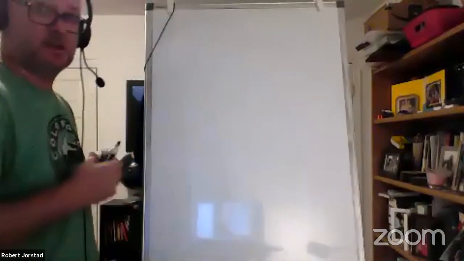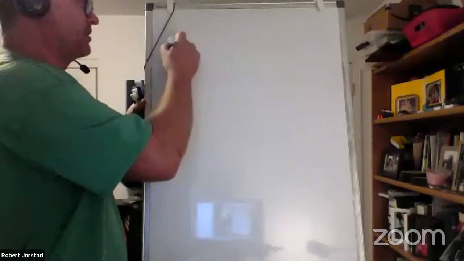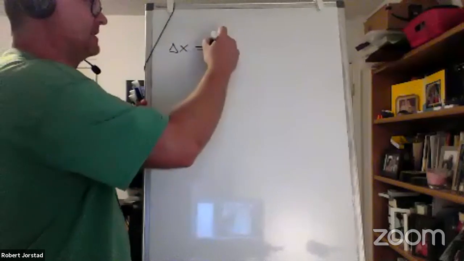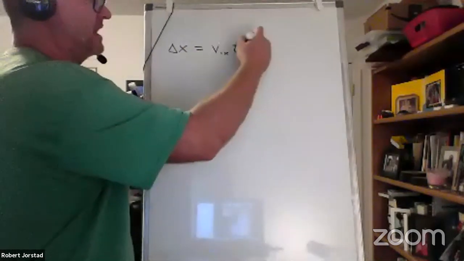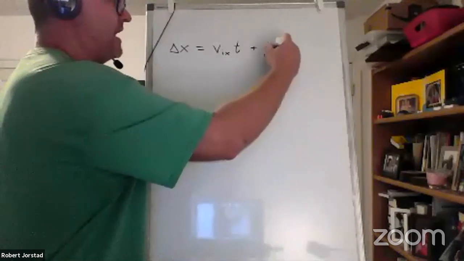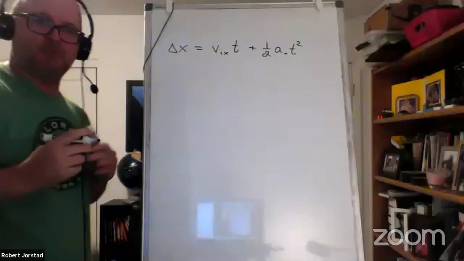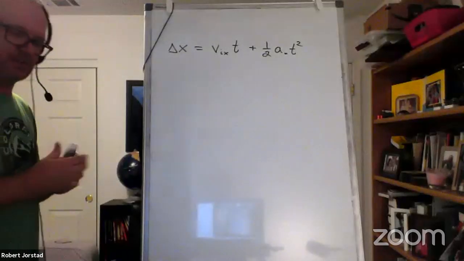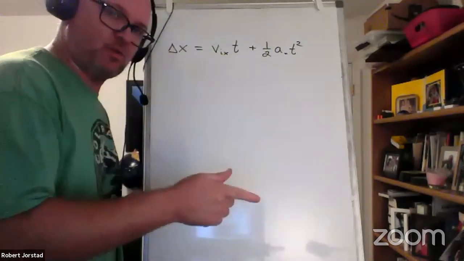There we go. And one of the more common equations might be this equation. Delta x equals v initial x times time plus 1/2 a sub x t squared. Now, you might be wondering what this is. I'm going to try and explain these variables using the definitions that are on page 21.